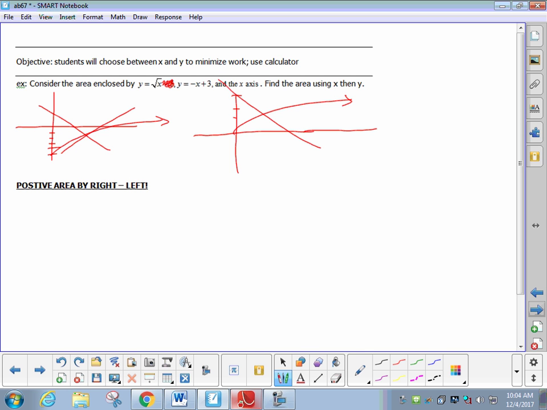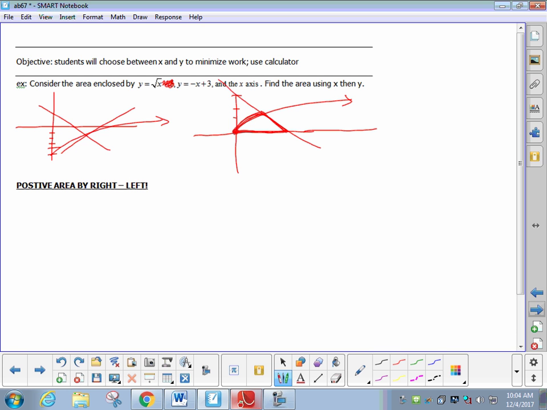And the x-axis, obviously that would be very different if they said the x-axis versus the y-axis. The x-axis with those two is this quasi-triangular region here, with its base along the x-axis. Do you follow? Okay, now then, it says find the area using x then y, the objective being to give you a feel for how much more work one is than the other.